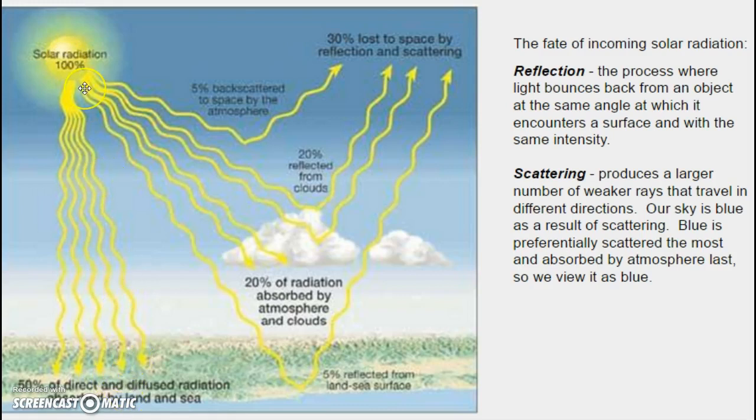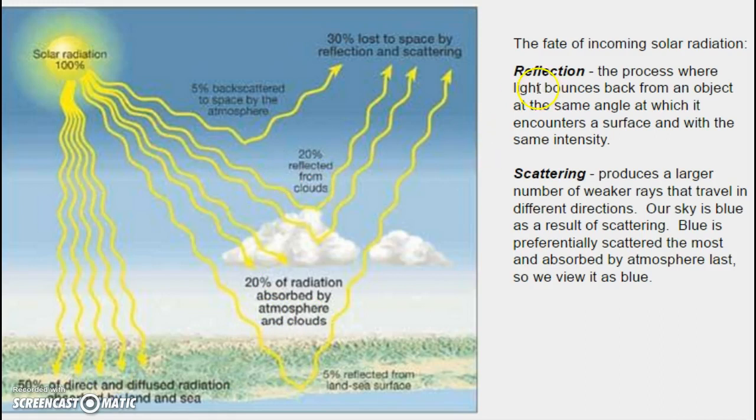But of the rest that isn't, there's other that comes in. It's not all of it, but about half of it gets absorbed. We can say that 5% gets scattered back into space. Here we have, and this is just from the atmosphere itself, we could say 20% gets reflected from clouds. And then here we can also say that about 20% is absorbed by the atmosphere.